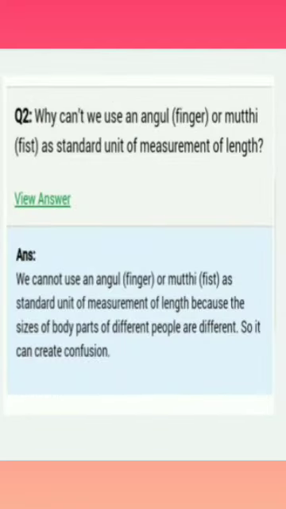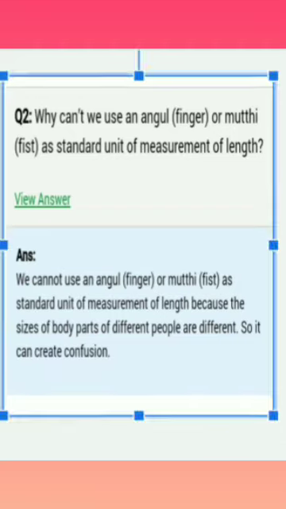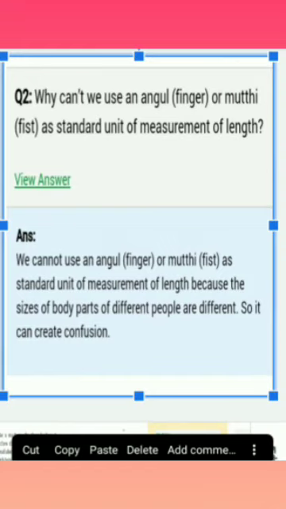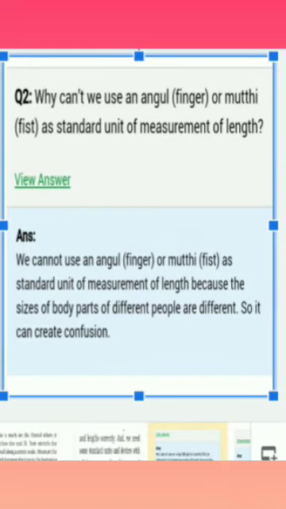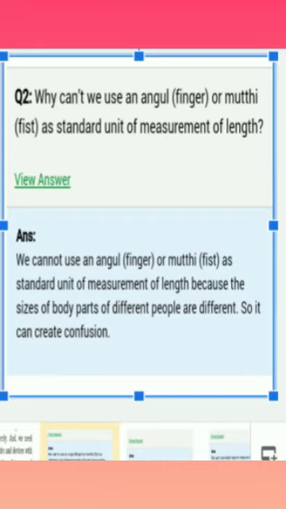Then let us see some question answers based on this lesson. Why can't we use angul, that is finger, or mutthi, that is fist, as a standard unit of measurement of length? We cannot use them because the sizes of the body parts of different people are different. So it can create confusion. So we cannot use the finger and fist as a standard measurement.